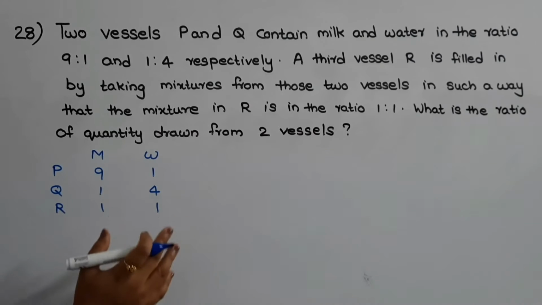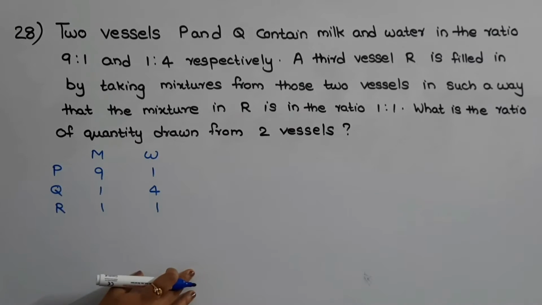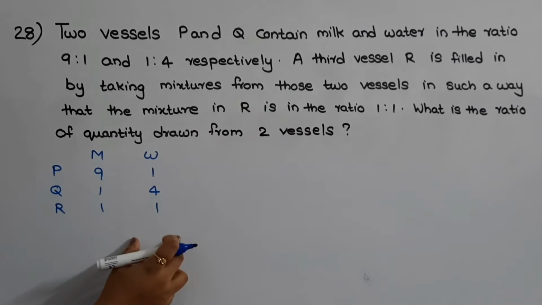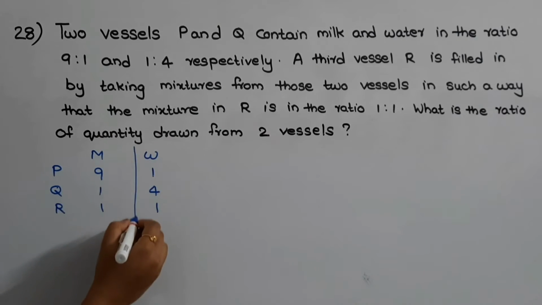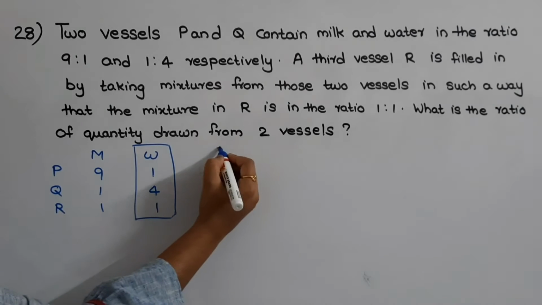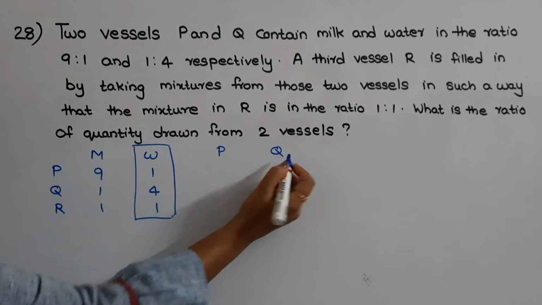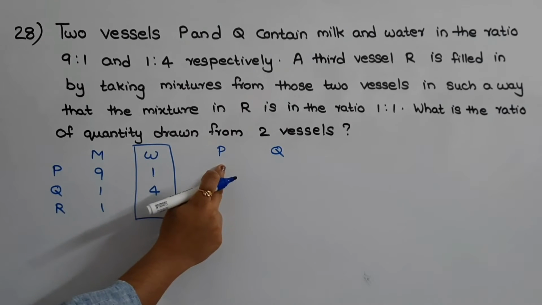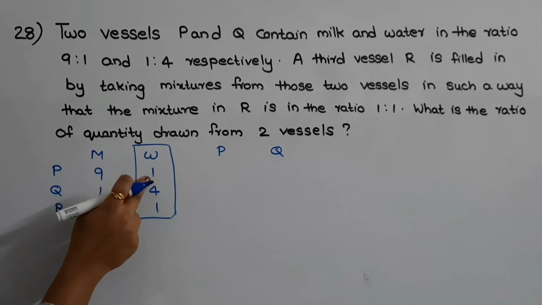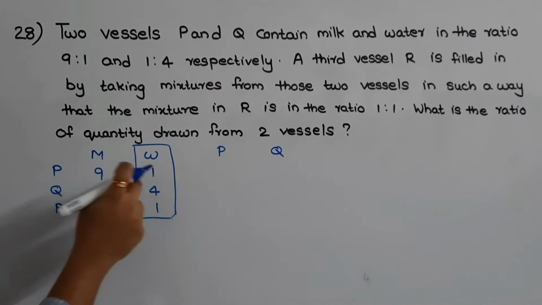So here also we are doing by alligation method. For that we need to consider either this part or this part. Here I am considering the part of water. So here we need to write P, Q, and here we need to write down the fraction of water that is present in P. What is the fraction of water that is present in P? That will be 1 by 10.